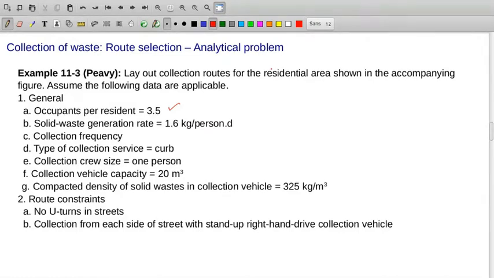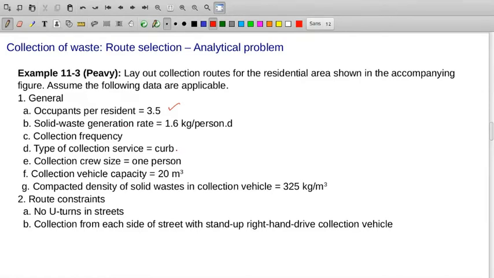So collection frequency, it is not given. Not daily or weekly. So we cannot decide it right now. Okay, we don't know if we should collect waste each day, or once in a week, or once in 2 weeks. We actually don't know before knowing the total amount of waste produced by this area. Okay, let us see. Type of collection service, curbside collection.